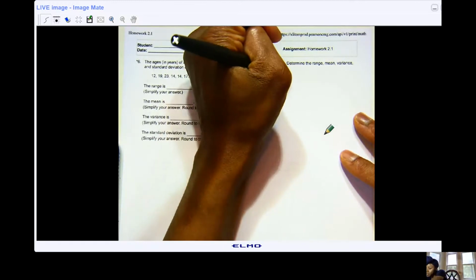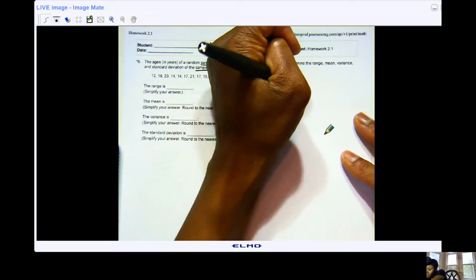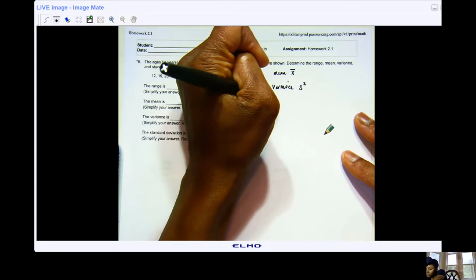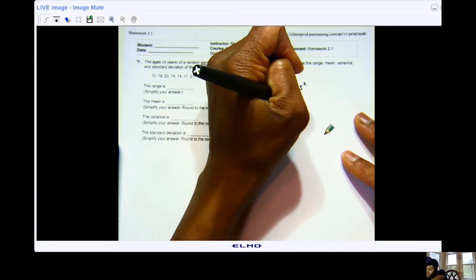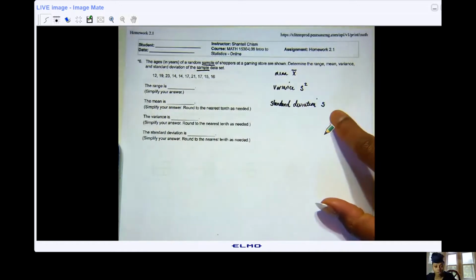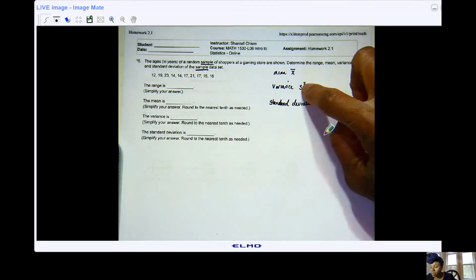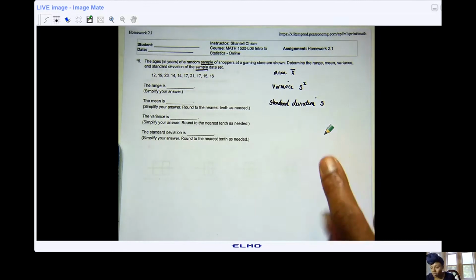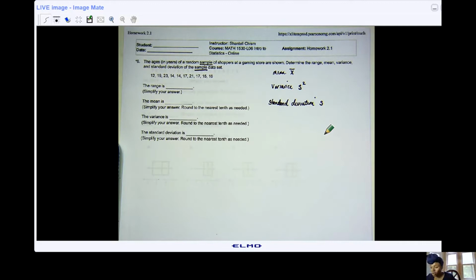So mean, because we're dealing with the sample, is called X bar. Variance, because we're dealing with the sample, is called S squared. And standard deviation, again, because we're dealing with the sample, is called S. So variance is S squared, standard deviation is S when you're dealing with a sample. Remember when it was a population, it was sigma squared and sigma. But here, because we have a sample, it's S squared and S. But I'm still going to use the calculator.